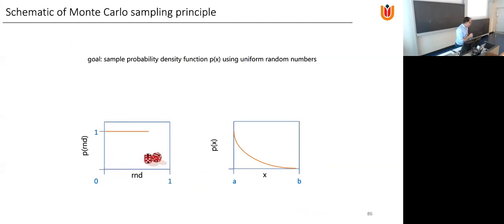So here is another way of graphically representing this. This is what I have. This is what the computer does. It draws a random number between 0 and 1 with constant probability. And this is what I want to sample, a certain random variable x that can take values between a and b, and which follows some kind of probability distribution. I have a random number between 0 and 1, but I want a random number that would follow this distribution.